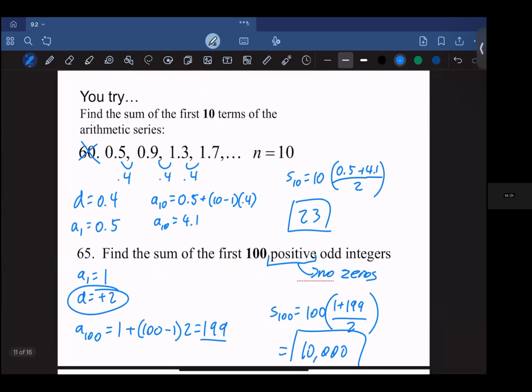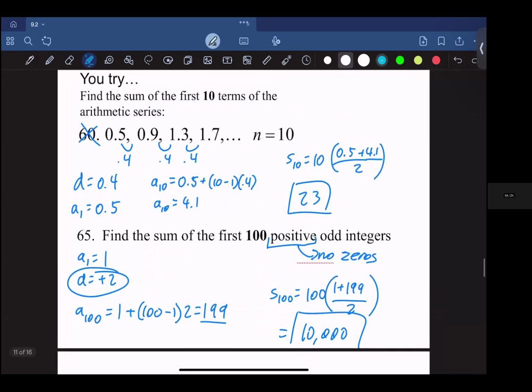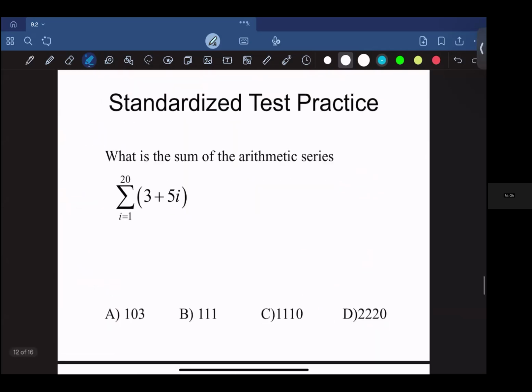Awesome. This one's just a little interesting because in the first one we did, we were given a sequence. But in this second question, number 65, it's kind of like a word problem. So hopefully that didn't trip you guys up, but this is a great example of a tricky question. Let us move on right here, standardized test practice.